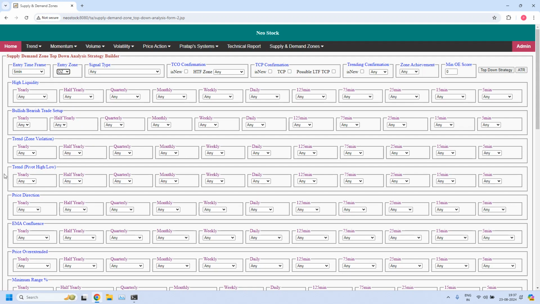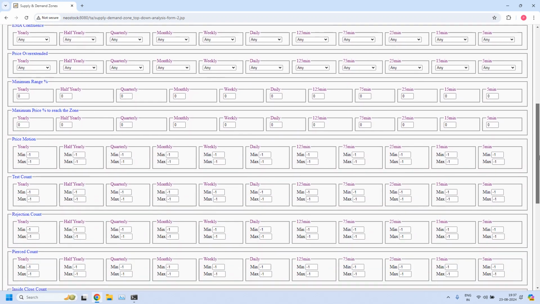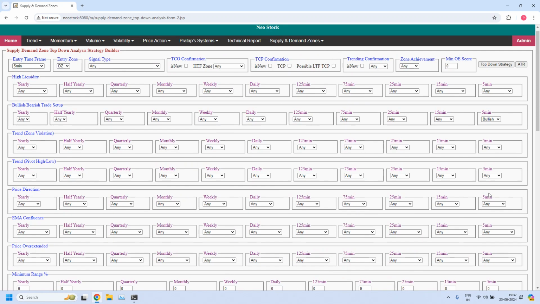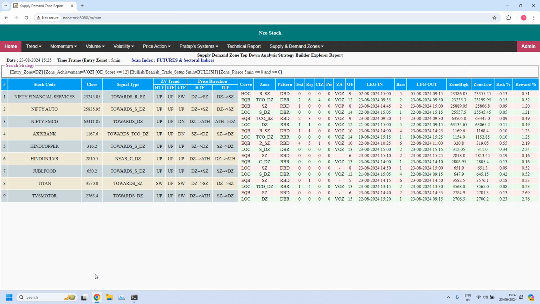Hourly income trade is from an intraday point of view. Also in bullish or bearish trade setup, at 5 minutes time frame, I am selecting bullish, and the 5 minutes demand zone should not be pierced. So that's why in the pierced count in 5 minutes time frame, I am adding minimum value 0, maximum value 0. And zone achievement should be violated, opposing zone, minimum odd enhancer score is 12. Let us filter the stocks.